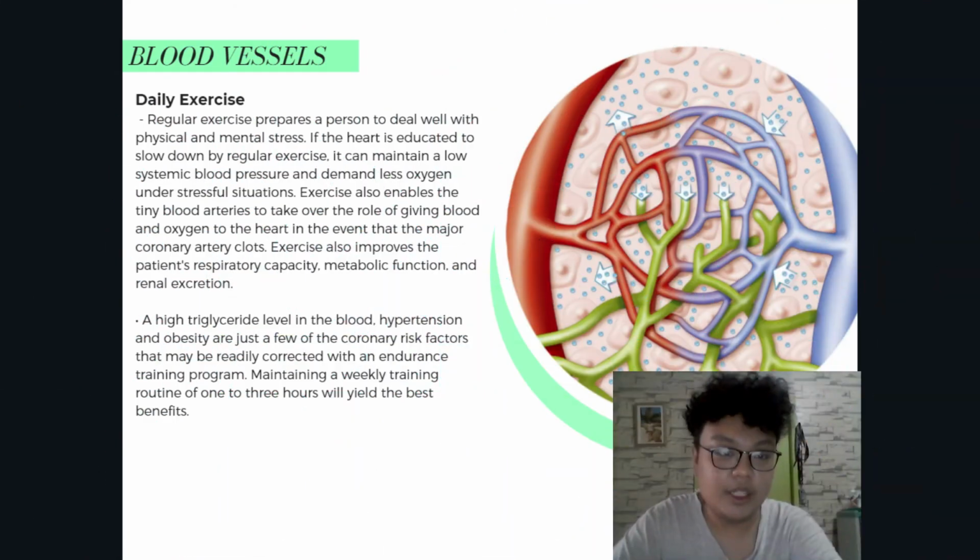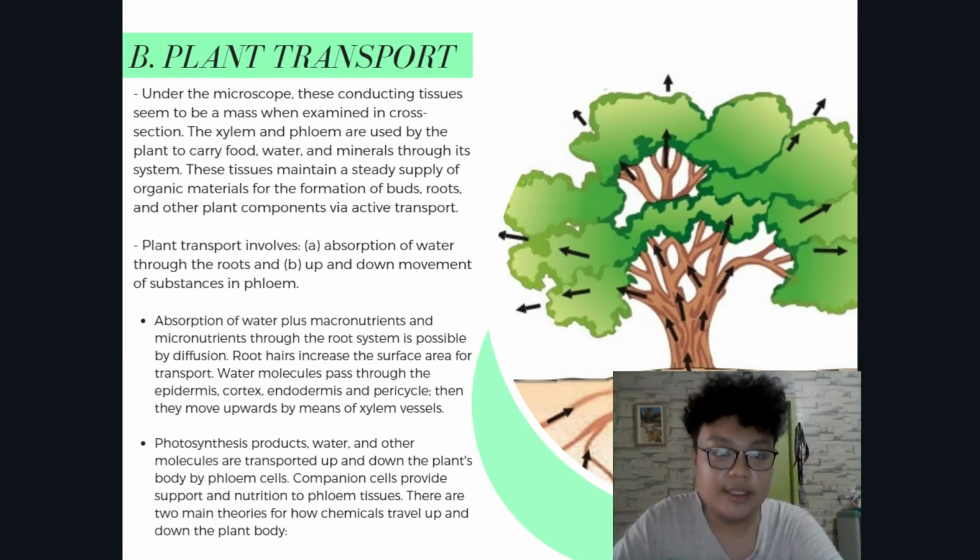Blood transport. Under the microscope, this conducting tissue seems to be a mass when examined in cross-section. The xylem and phloem are used by a plant to carry food, water, and minerals through its system. These tissues maintain a steady supply of organic materials for the formation of buds, roots, and other plant components via active transport. Plant transport involves absorption of water through the roots and up and down movement of substance in phloem.